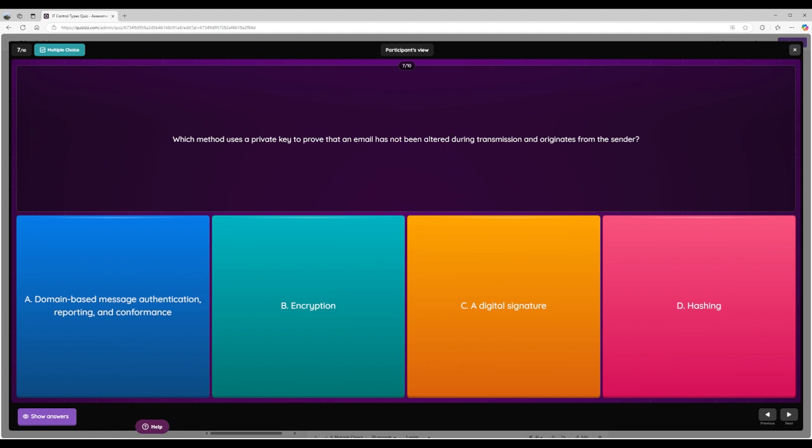Okay. So domain-based message authentication, reporting and conformance, encryption, digital signature, hashing. So encryption deals with confidentiality because we're encrypting data.